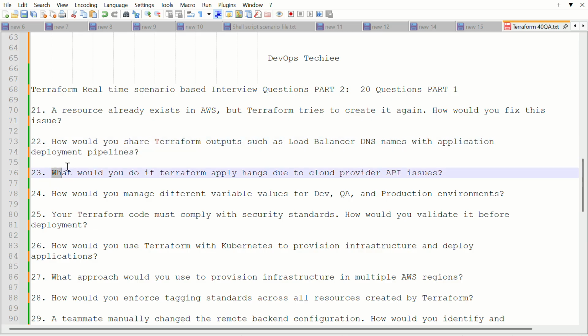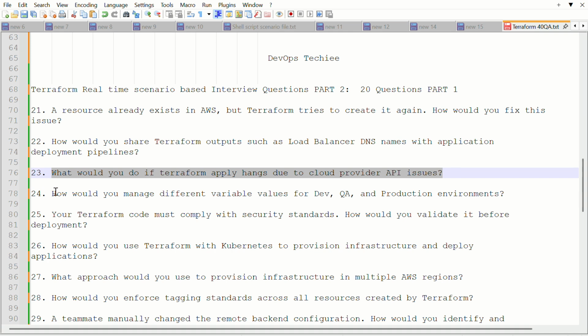23rd question, what would you do if Terraform apply hangs due to cloud provider API issues? So mostly Terraform will work on APIs, right? So suppose the cloud provider you are using is AWS, then when you are running Terraform apply, you are unable to reach that AWS account, then what will happen? Then what is your action item?